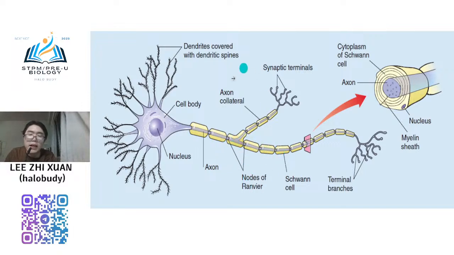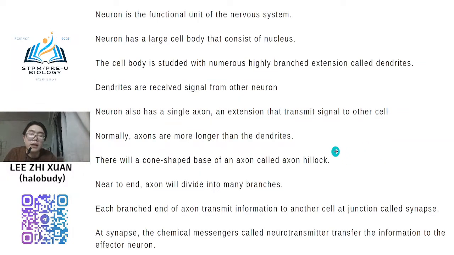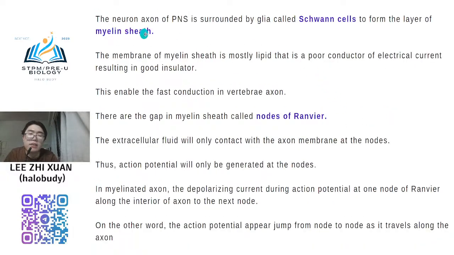So this is very important. And then this one is not very important, but the most important is this line, that you need to know. And then this is all about the explanation of the neural tissue. I think I don't need to explain much. This one I need to mention. Normally the neuron axon is surrounded by glia, we call Schwann cells. These Schwann cells are very important to form the layer of myelin sheath, what we call myelinated neuron tissue.